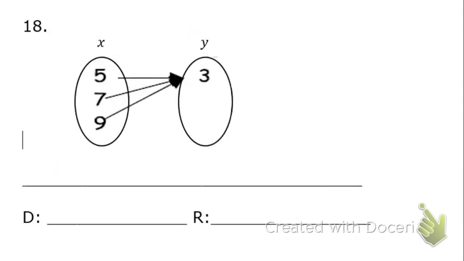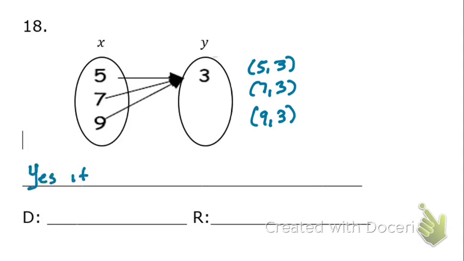Alright, so let's look at our next example. Remember, these are our inputs. Each of these inputs all go to 3. Let's take a minute to write down those relations. It's going to be 5, 3, 7, 3, and 9, 3. As you can see, none of the X's repeat, even though they all go to the same Y value. Okay? Alright, so this, yes, it is a function. Each input has 1 output.